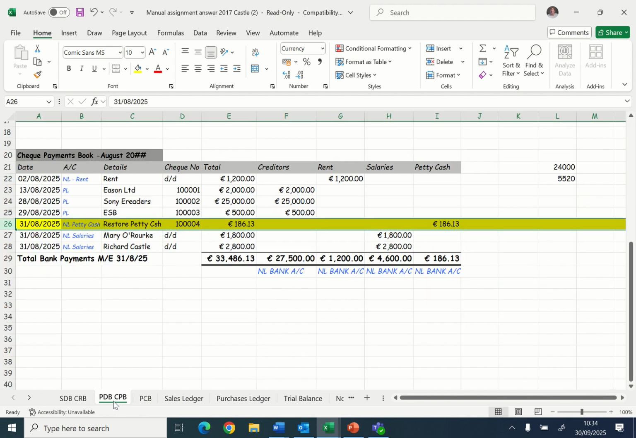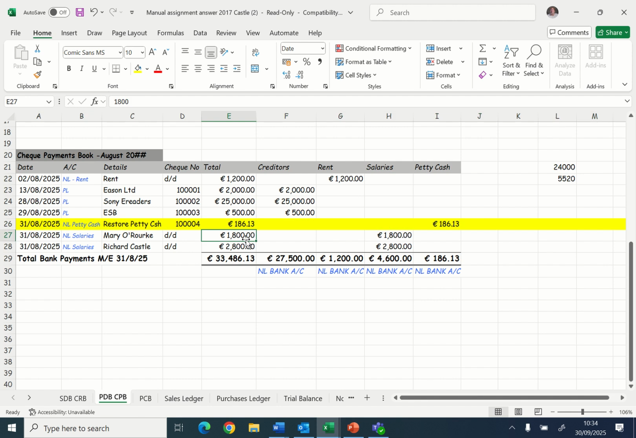So we go back to our check payments book, and now we can pop in our 186.13 into this account, because we know now how much we've spent. So just be very careful with your petty cash. You start off at the start of the month with €200. You make a couple of purchases during the month. Sometimes people get it into their head that the amount they need to restore is the difference, the 13.87 that's now left in the box. No, you need to actually restore what you've spent, because you started with 200, you spent 186, you need to put back in 186 to bring it back up to the whole amount.